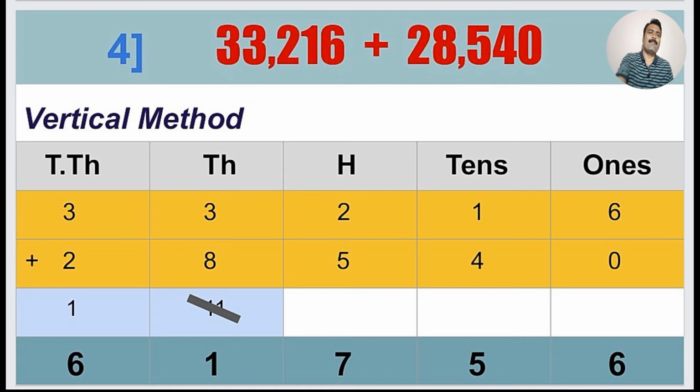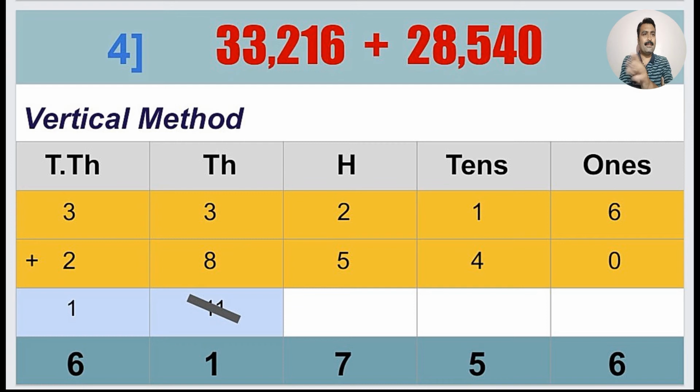When you observe the ones column, that is the simplest addition. 6 plus 0 we got 6, we write 6 as the answer. Thereafter at the tens column, 1 plus 4 we got 5. Thereafter at the hundreds column, 2 plus 5 we got 7. Thereafter at the thousands column, 3 plus 8 we get 11.